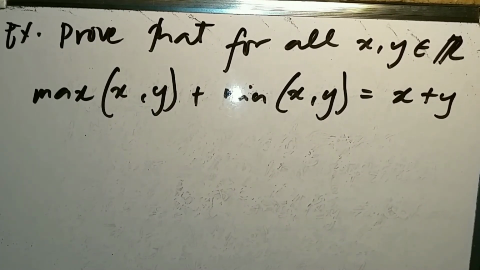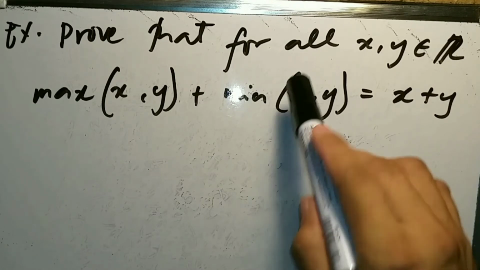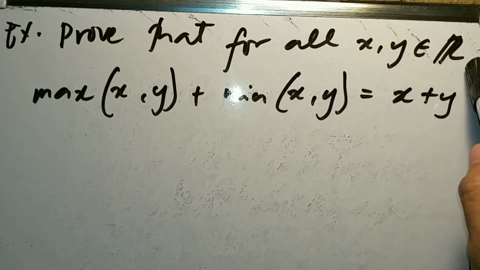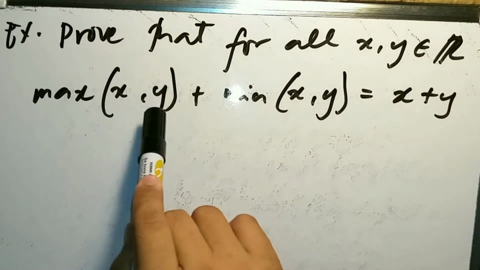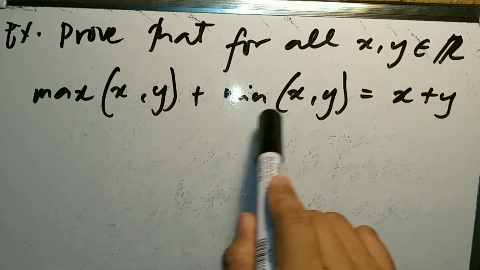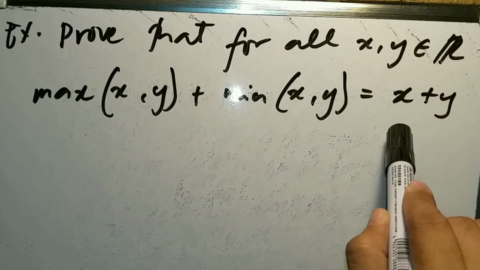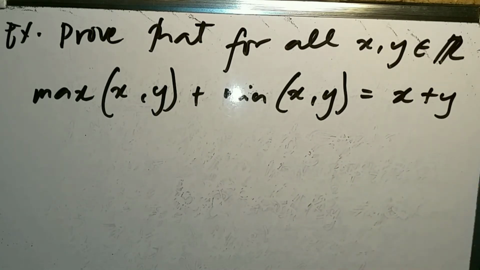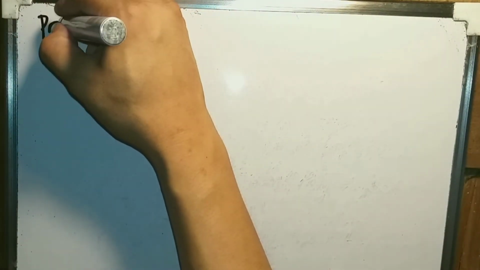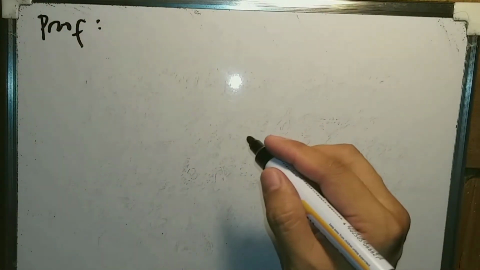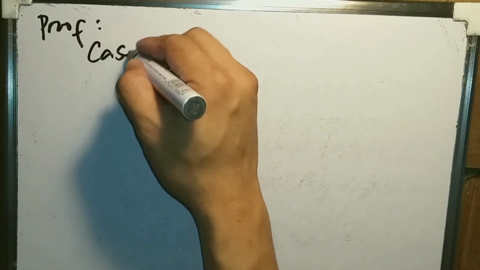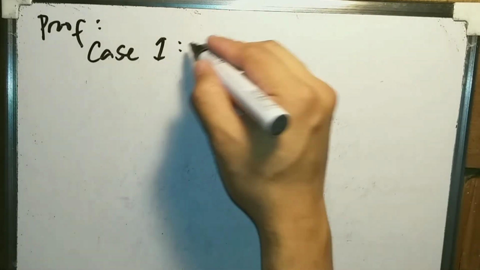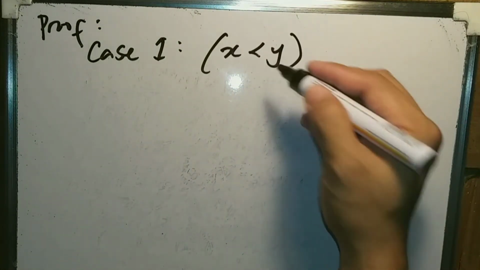So for example, let us prove that for all x, y elements of the set of real numbers, if we take the maximum value of x and y plus the minimum value of x and y, we arrive at x plus y. Okay, so let's have the proof. So for the proof, we have two cases. Case 1 would be x less than y.